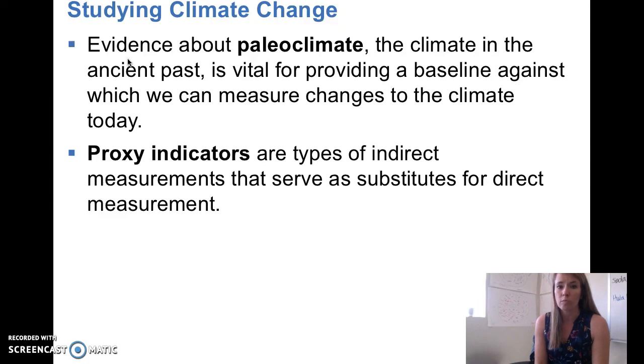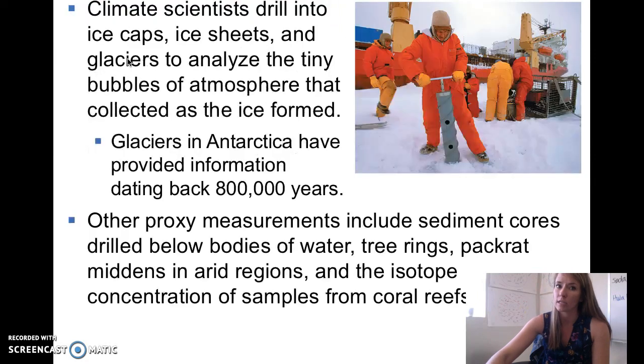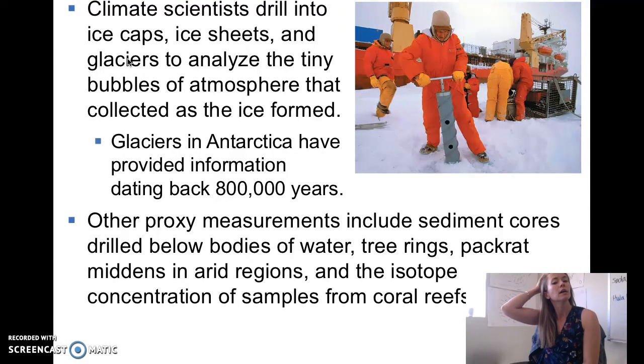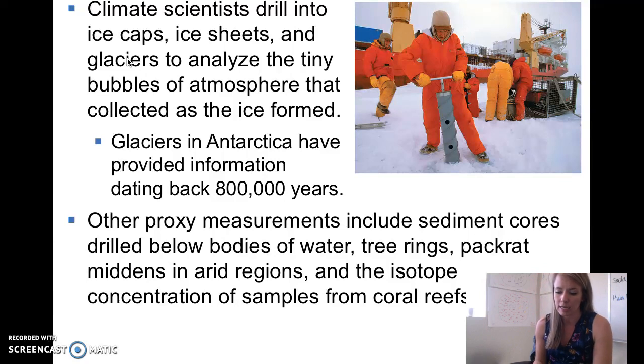We also use what are called proxy indicators, which are types of indirect measurement that serve as a substitute for direct measurement. We can't get temperatures from a million years ago because we're not there, pretty obvious, and there was no man to be writing them down. So we use proxy indicators, which are indirect measurements. These are things like ice caps, ice sheets, and glaciers that hold clues to climate history. One of the biggest proxy indicators are ice sheets and glaciers.